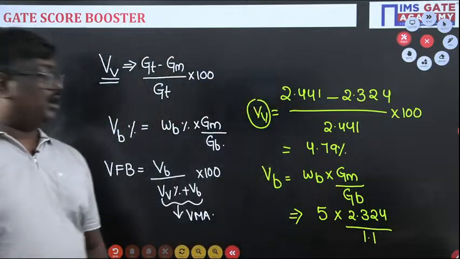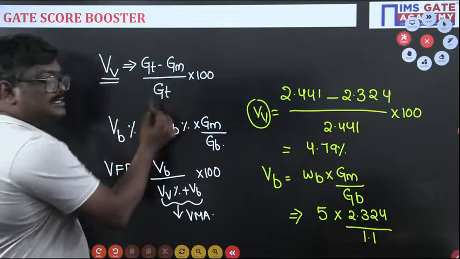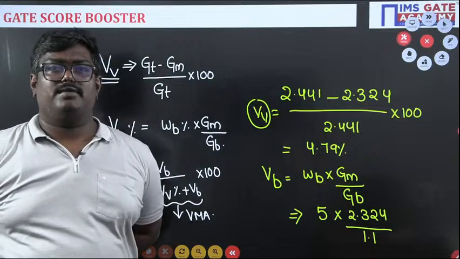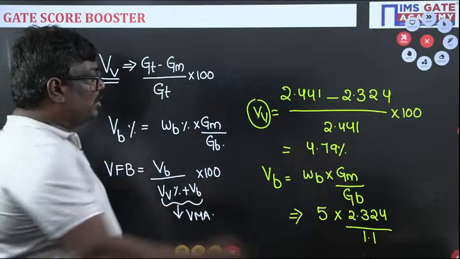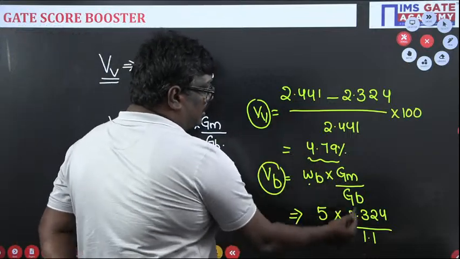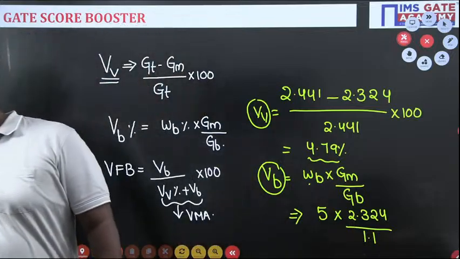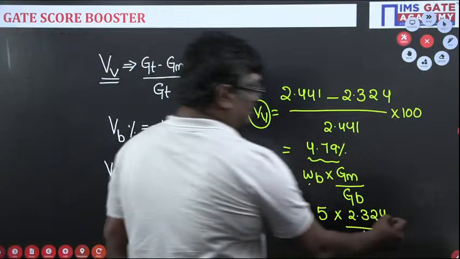Are you following students? First we have done volume of voids, which is GT minus GM by GT into 100, where GT indicates the theoretical specific gravity and GM is the mass specific gravity. On solving that, we got VV equal to 4.79 percentile. VB is equal to W into GM by GB. So what will be this value, sir? If you solve this, you will get a value of 10.563 percentile.